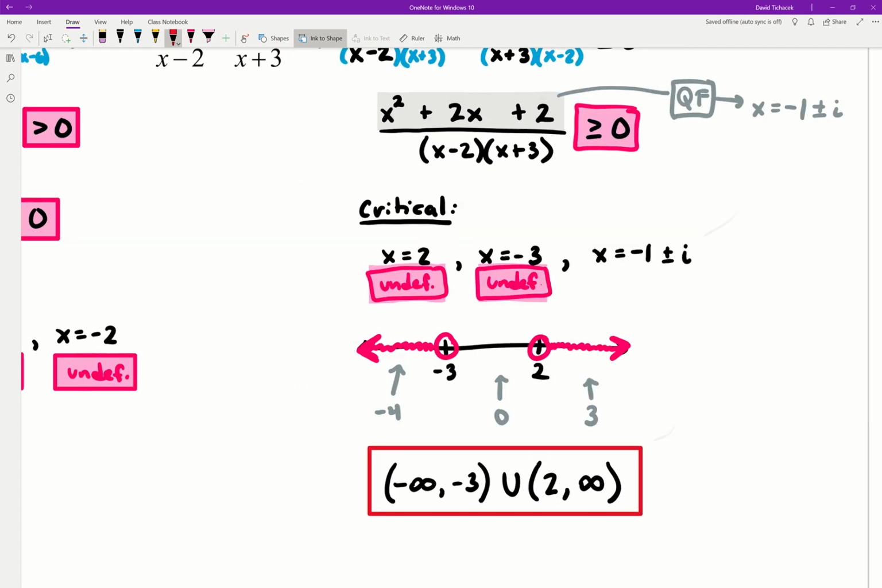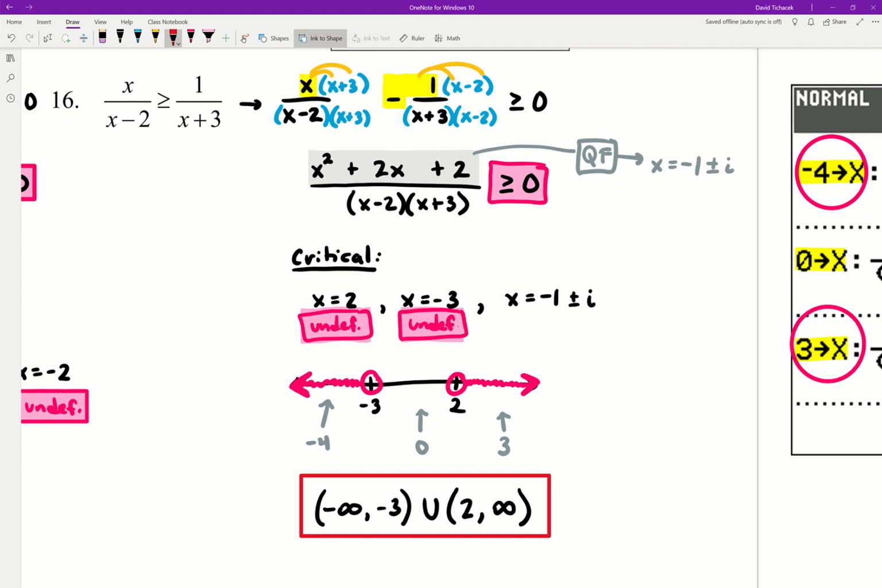So there would be another complete problem there, right? So again, going through those steps, you're going to collect everything to one side, get a common denominator, and then try to factor everything, set it all equal to 0 to get your critical numbers.